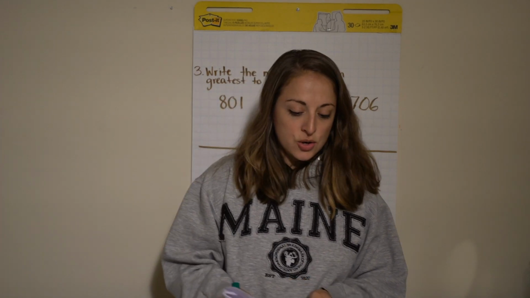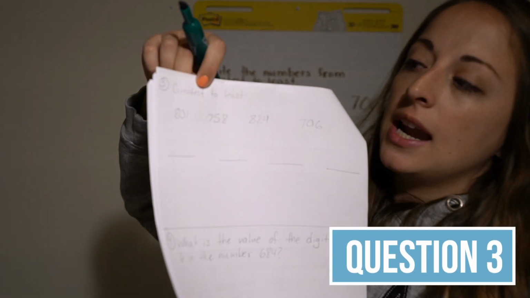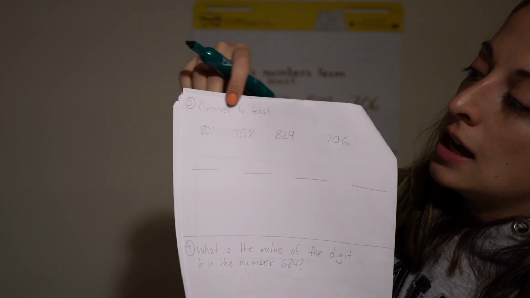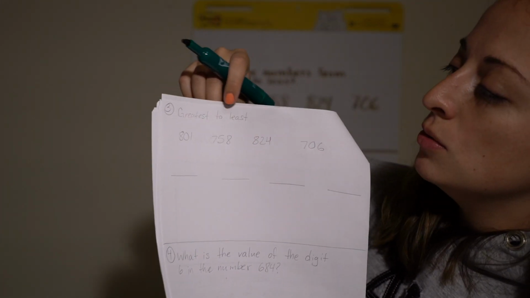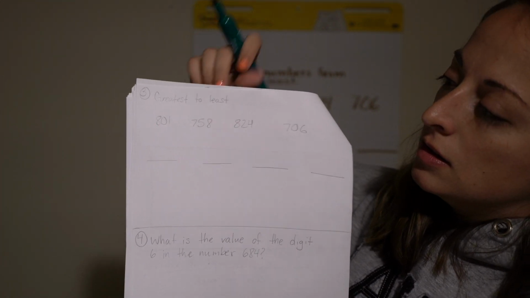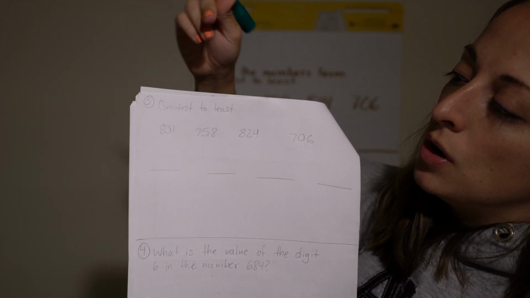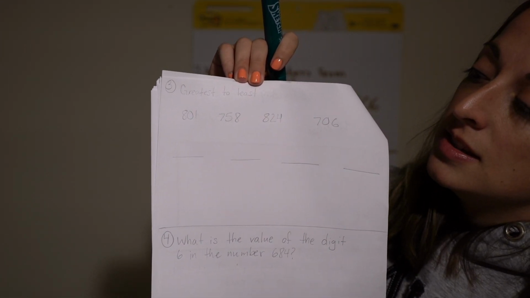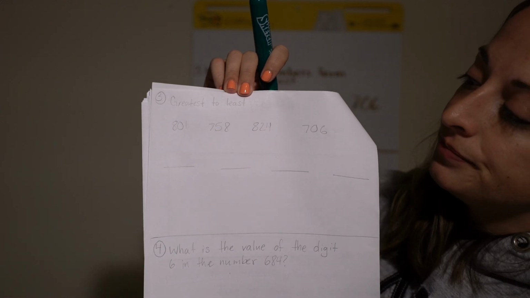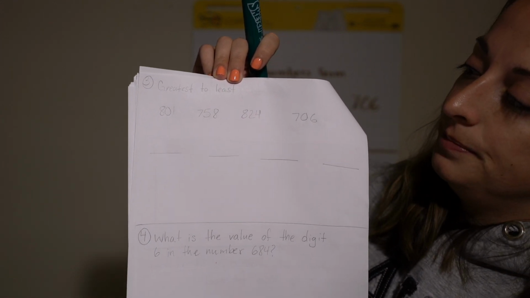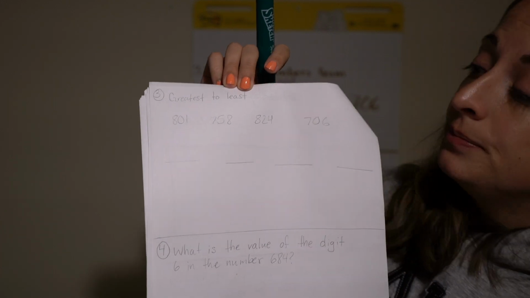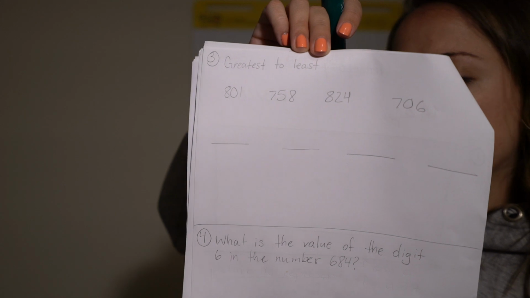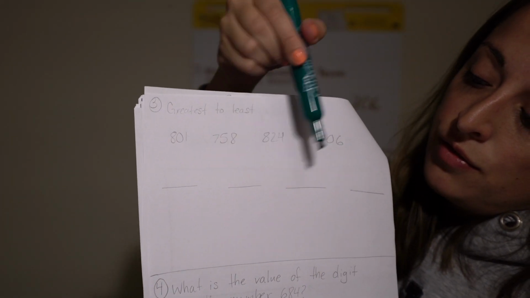All right, let's go on to question number 3. At the top, you're writing greatest to least. Again, you're writing greatest to least. Then you're writing below that 801, 758, 824, and 706. Then you're going to draw 4 blank lines.